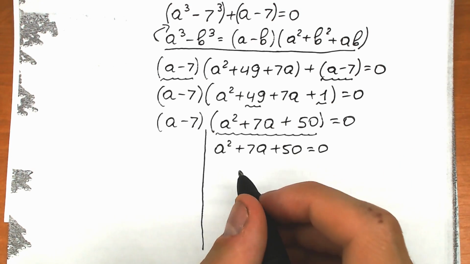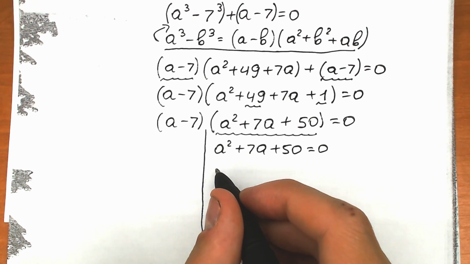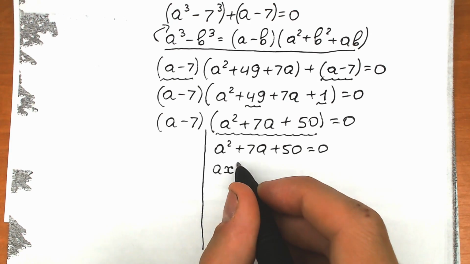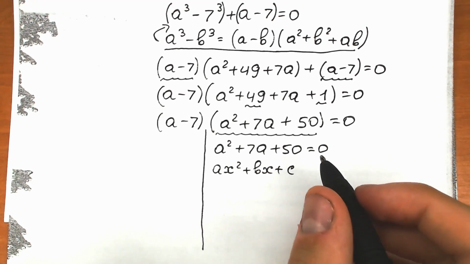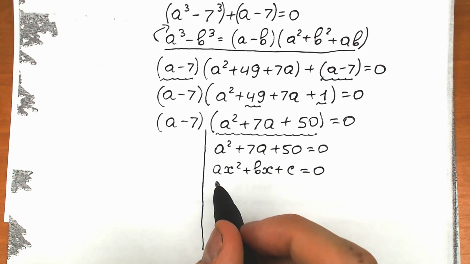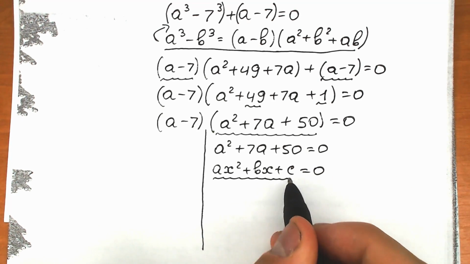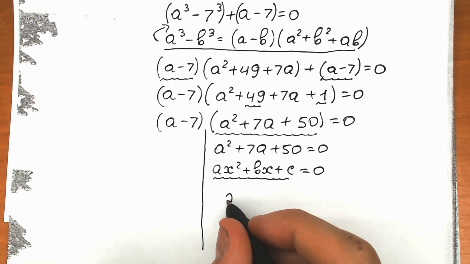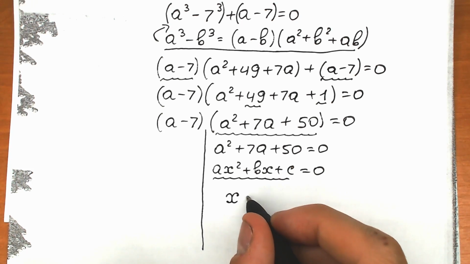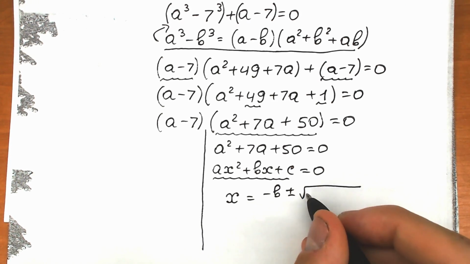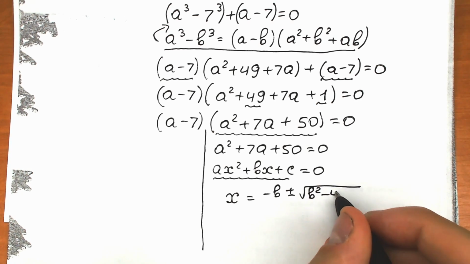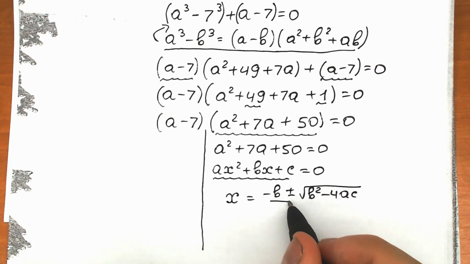Everyone should know the formula. For example, this is a general case right here: ax squared plus bx plus c, which is equal to 0. This is our general case. So for this general case, we can also write our solution: x equals minus b plus or minus the square root of b squared minus 4ac, and all over 2a.